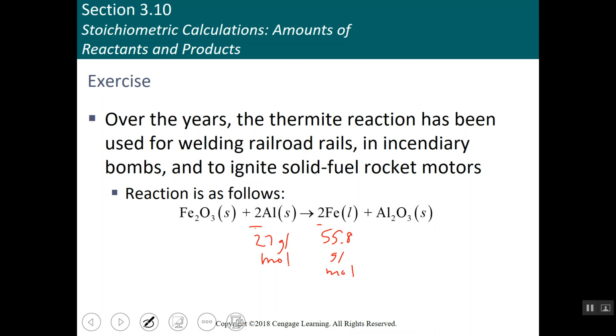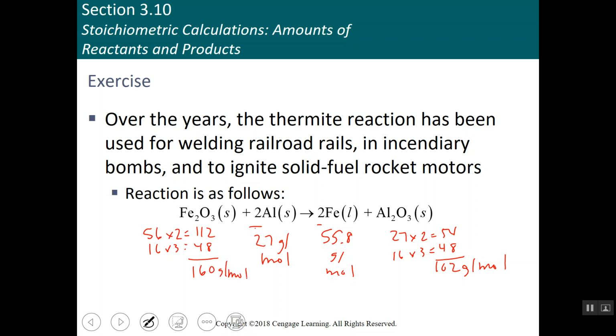So if aluminum is 27 grams per mole, 27 times 2 is 54. And then 16 times 3 is 48. So I end up with 102 grams per mole of aluminum oxide. And then the iron, on this one, is 56 times 2, so that's 112. And then 16 times 3, so there's that 48 again. And that is 160 grams per mole. Notice I didn't take into consideration any of the coefficients.